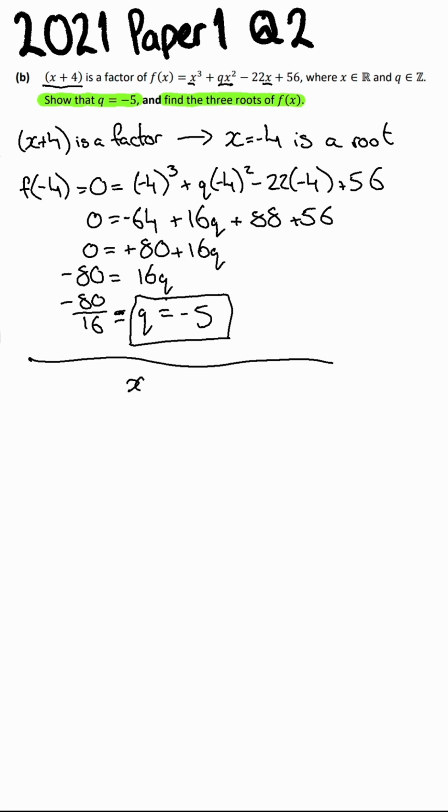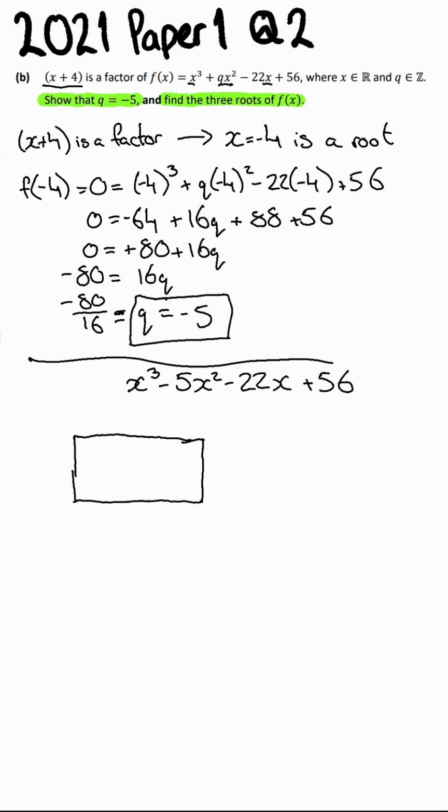I'm just going to rewrite the function with the q subbed in as minus 5. So it's going to be x cubed minus 5x squared minus 22x plus 56. Now, there are multiple different ways in which you can do long division. Any method that you know is going to be fine. For me, I'm going to use the box method, and I can go through that in another video if that is required. Okay, so we're going to write our factor here, x plus 4, and the first term of our cubic equation in the first box here.